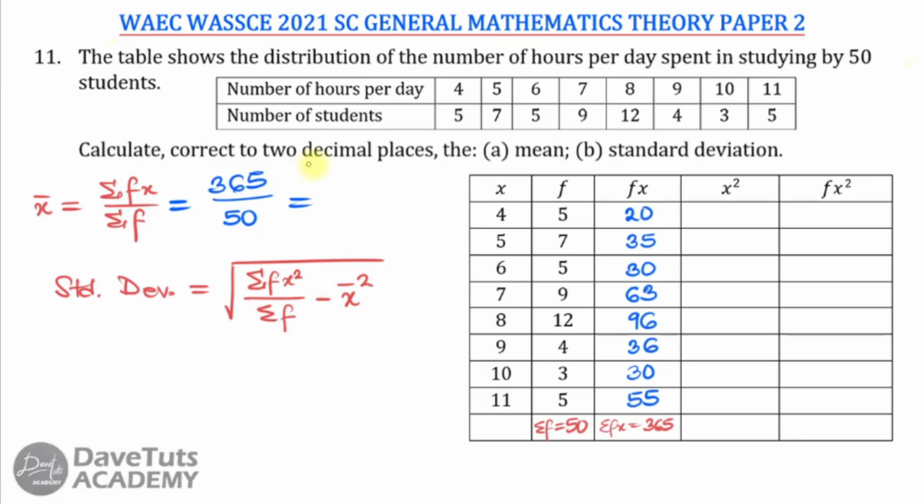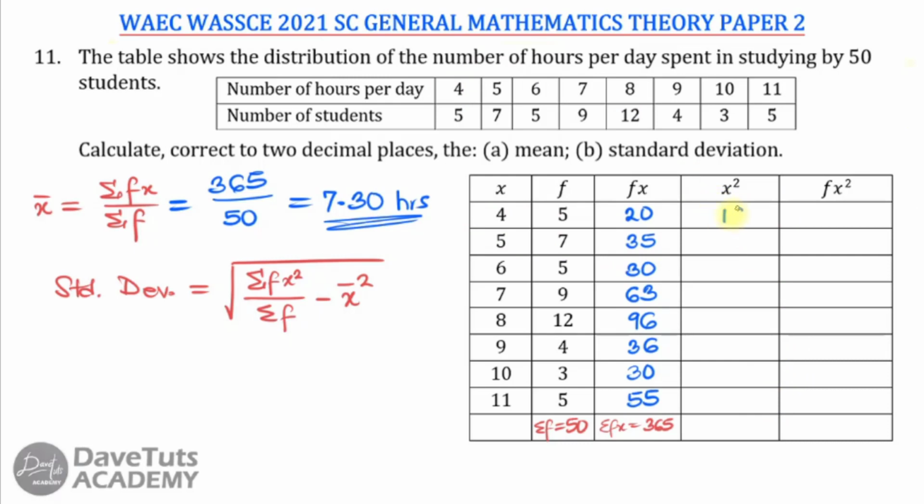Okay, but look at our question. We are told to find it correct to two decimal places, so I can say this is 7.30 hours. Hours because x is our data set. It is the number of hours per day that we are looking at. Good and fine. We can now compute s square.